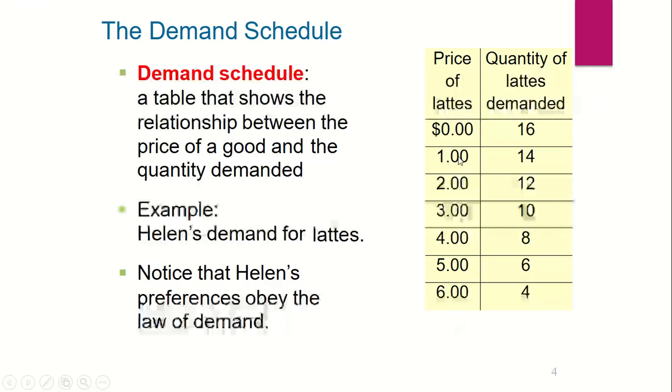Between these two prices, when the price becomes $1, quantity demanded is 14. Again at $2 it is 12. At $3 quantity demanded is 10. At $4 the quantity demanded is 8. And at $5 the quantity demanded is 6. And in the last, when the price is $6, the quantity demanded is 4. So as the price increases, the quantity demanded decreases, and it shows that there is an inverse relationship between price and quantity demanded.